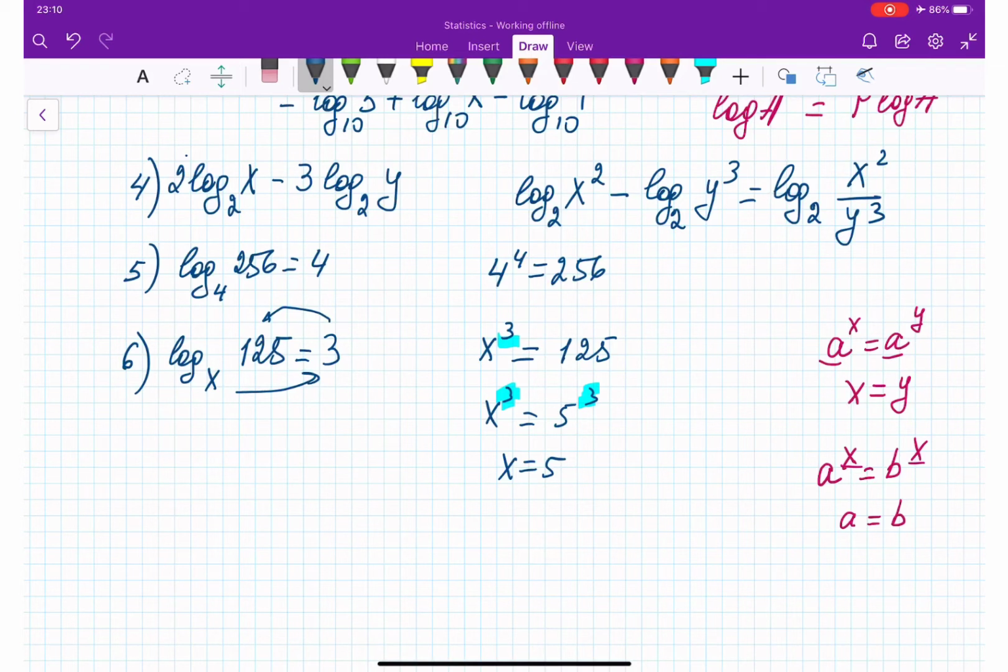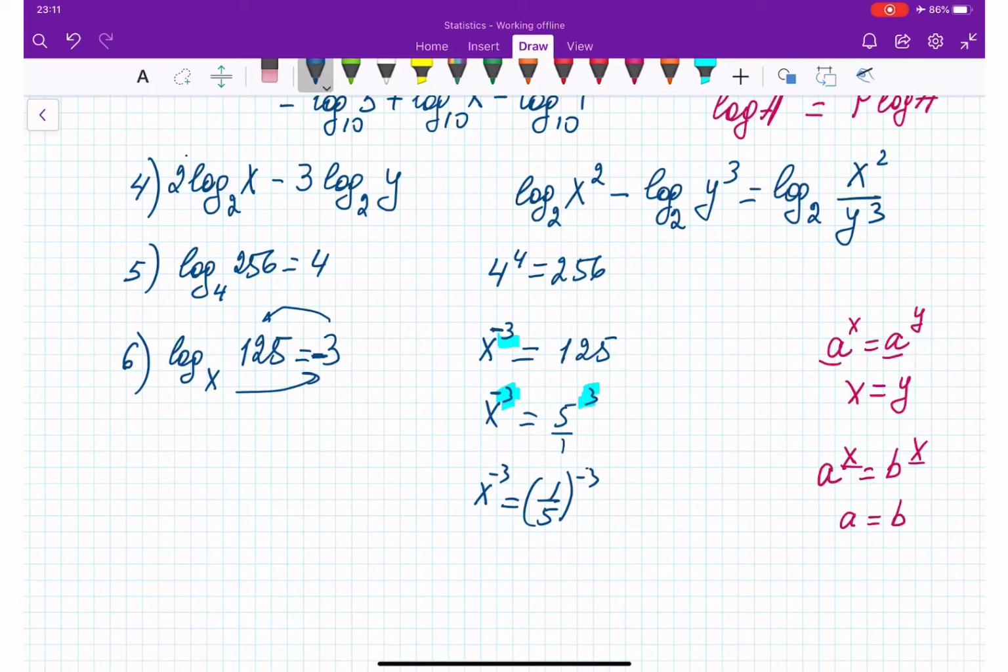Okay. Here, I missed something. It's supposed to be negative 3. Well, let's take care of negative 3. So, x to the power negative 3 is equal to 5 to the power 3. I need negative 3, right? To have negative 3, because 5 is over 1, I'm going to flip it to 1 over 5. Then it will be negative 3.